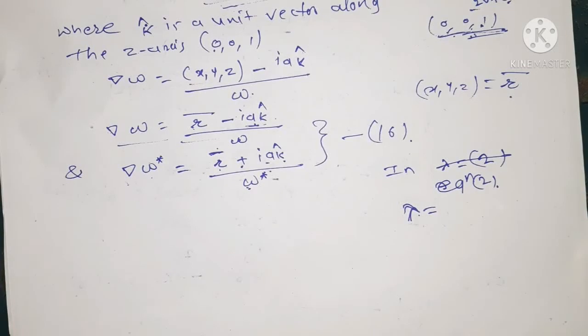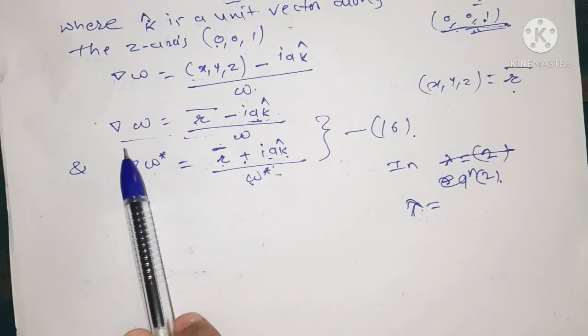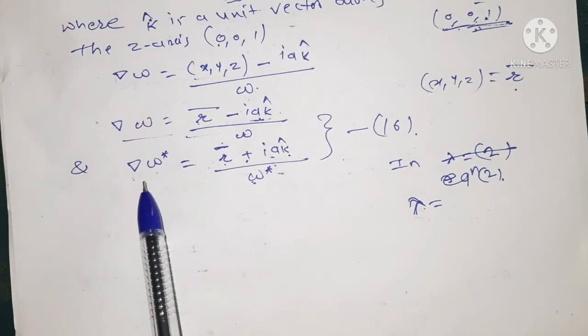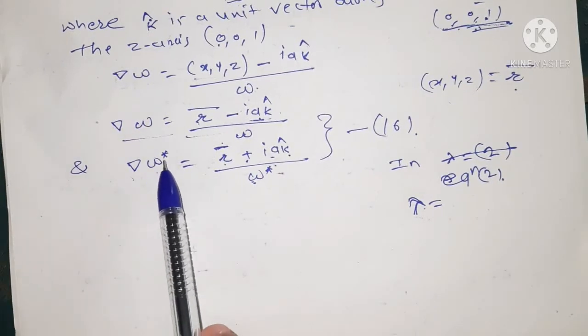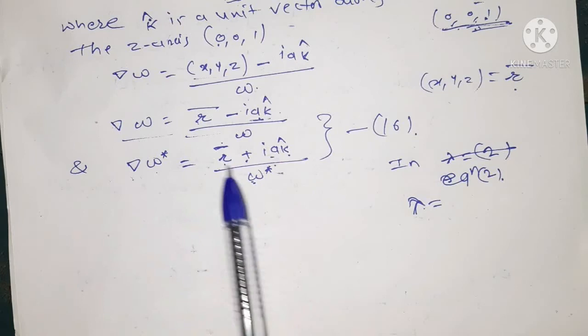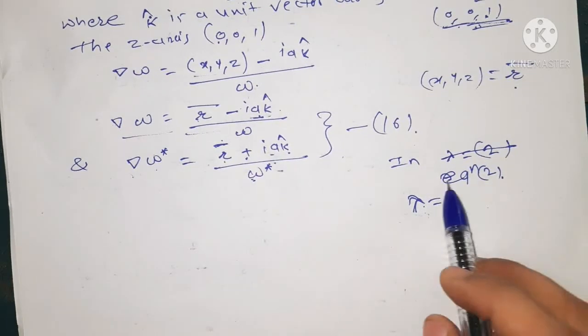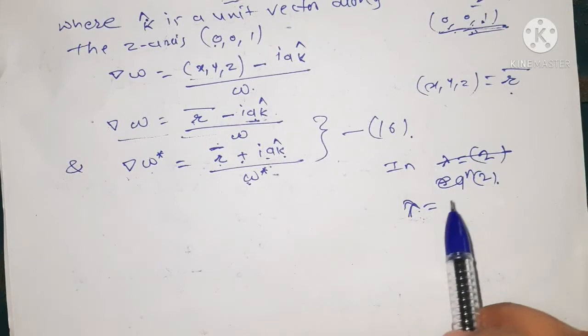Welcome everyone. In this lecture we are going to see the continuation of the Kerr metric, as we have derived in the last lecture about the del omega and del omega star, where omega star is our conjugate of omega. So here we substitute this value in finding the value of lambda that is given in equation number 2. Okay, so let's see.